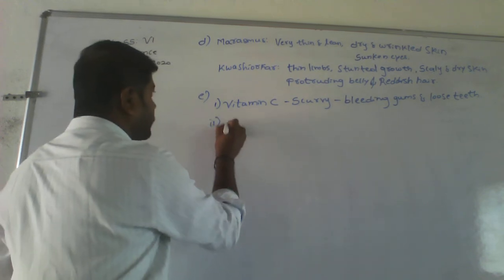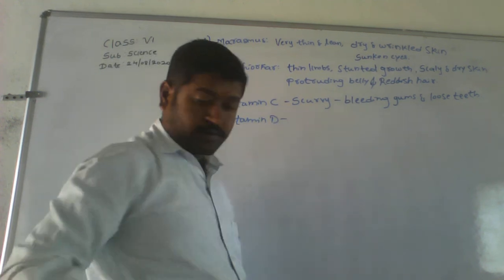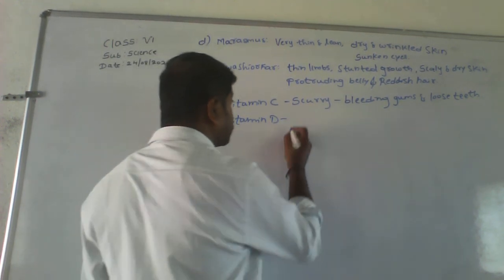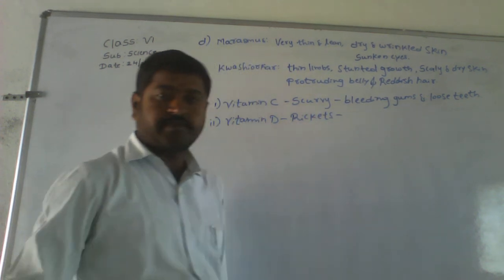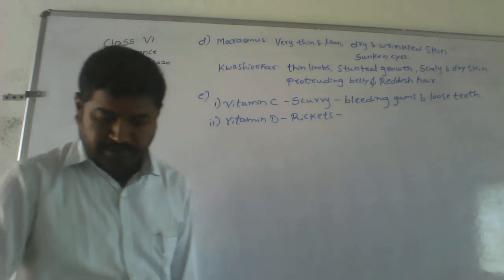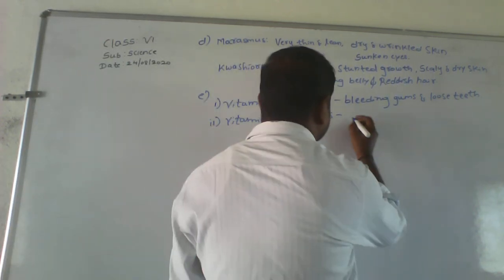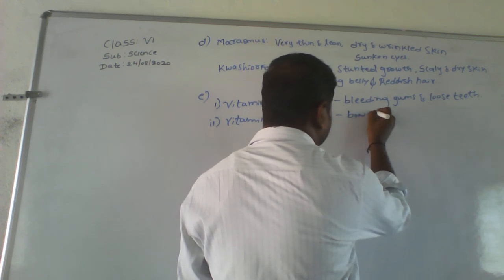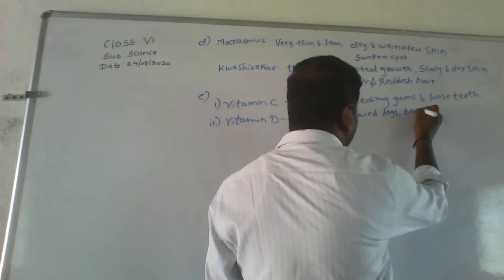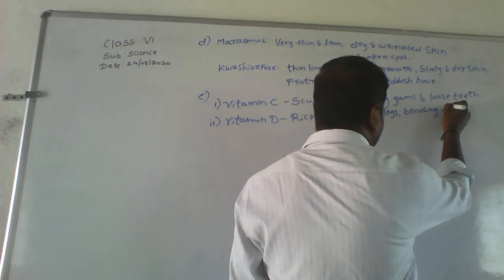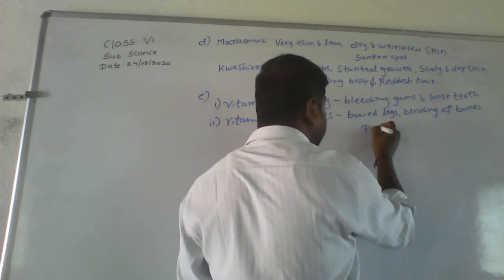Then vitamin D. If there is deficiency of this vitamin D, then it causes rickets. Its symptoms, as we have written somewhere in the earlier part, are bowed legs, bending of bones, and pigeon chest.